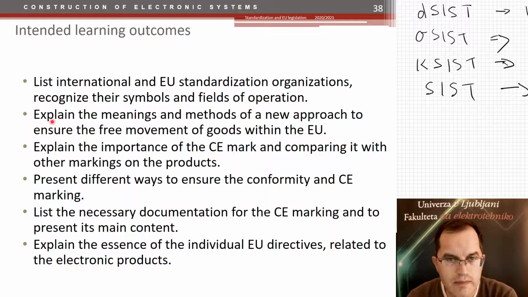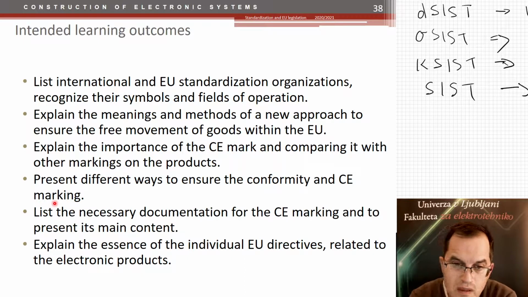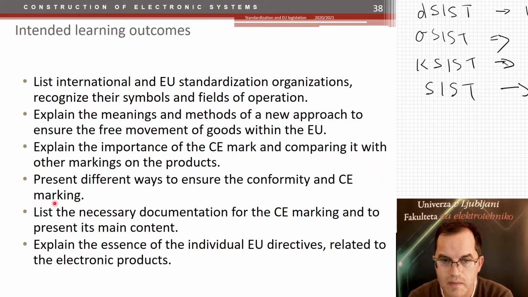You should be able to explain the meaning and methods of this new approach. What is it about? What was the reason for the new approach in EU in 1985? Explain the CE mark importance. What is the meaning of the CE mark? And which are the ways to ensure the conformity to the CE marking? So these modules A, B, C, D, E, F, G, H. You should know what is the necessary documentation for the CE marking and what is the content of that documentation, and explain the essence of these EU directives, which will follow now.